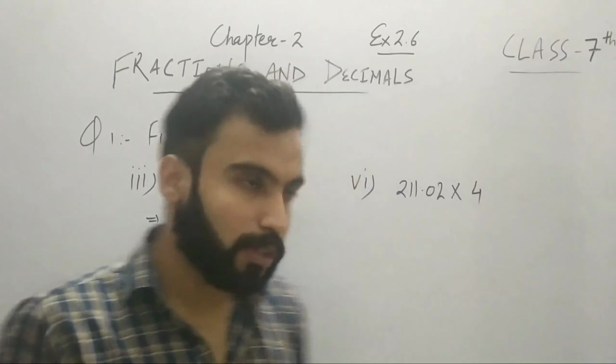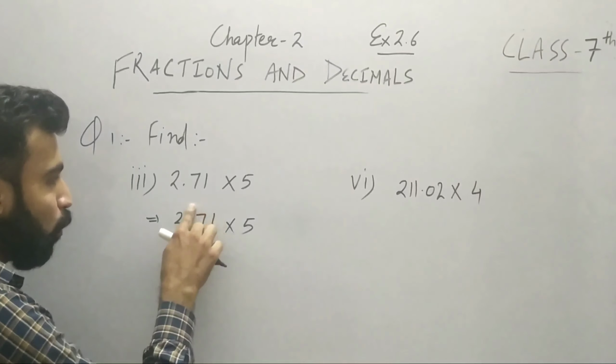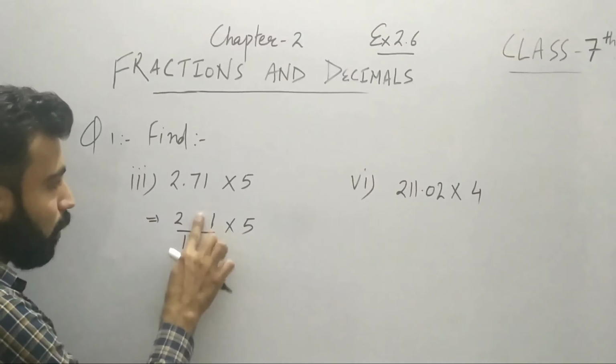So if there were 3 digits, then 1000 will come. So if there are 4 digits, then 10,000 and so on, right? So here only 2 digits were there. So that's why 100 will come in the denominator after removing the decimal here, right? Now let me just write into 5 as it is. Now the next step is, now we have removed the decimal from here. That means the number now in the numerator is 271. Now directly multiply this numerator with the next value, that means into 5.